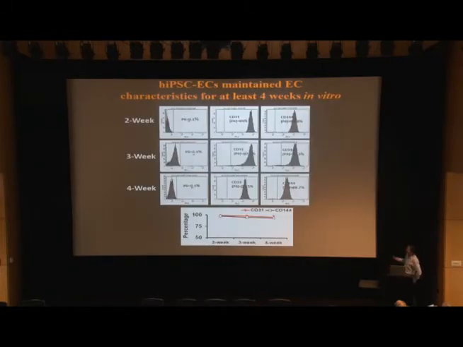These cells have the capability to maintain their EC phenotype for up to 4 weeks in cell culture. As shown here, they were more than 95% positive for CD31 and similarly for CD144. Biological duplicates indicate more than 95% co-express CD31 and CD144 for up to 4 weeks in cell culture systems.